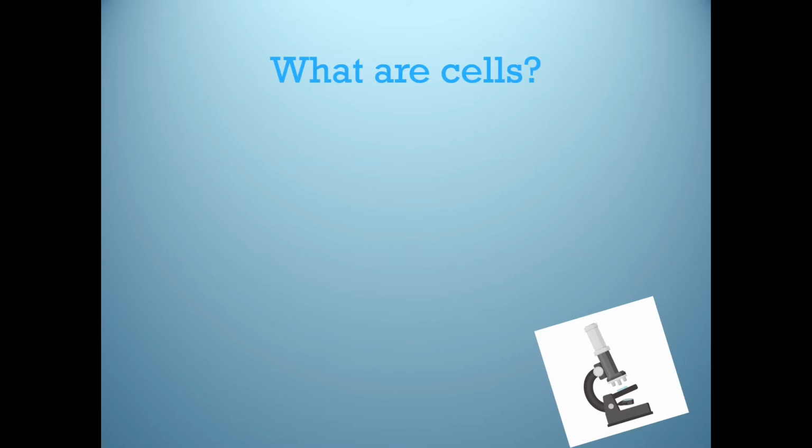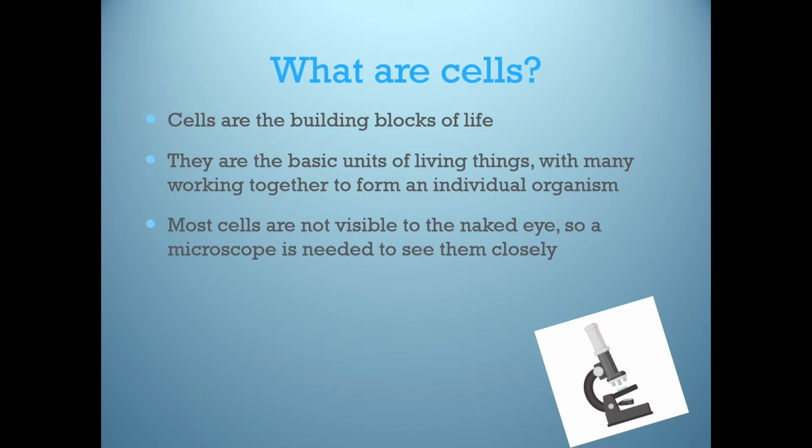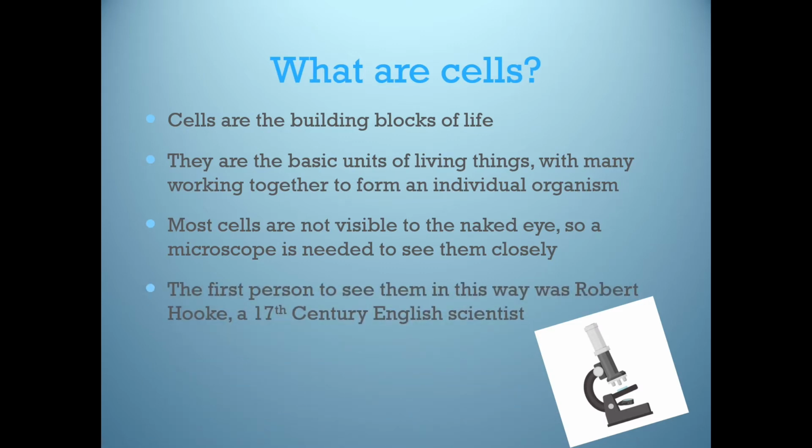What are cells? Cells are the building blocks of life. They are the basic units of living things, with many working together to form an individual organism. Most cells are not visible to the naked eye, so a microscope is needed to see them closely. The first person to see them in this way was Robert Hooke, a 17th century English scientist.